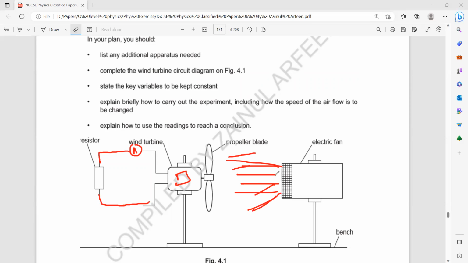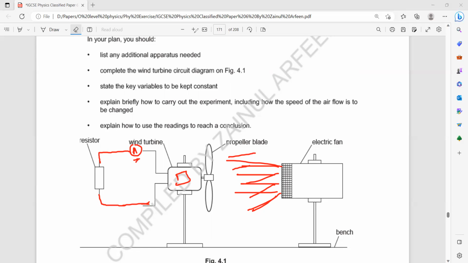The electrical fan blows the air, and the moving air causes the propeller blade to rotate the turbine. As a result, when the turbine rotates, it is connected to a generator which produces electricity, and we record the current here. That is the main investigation.